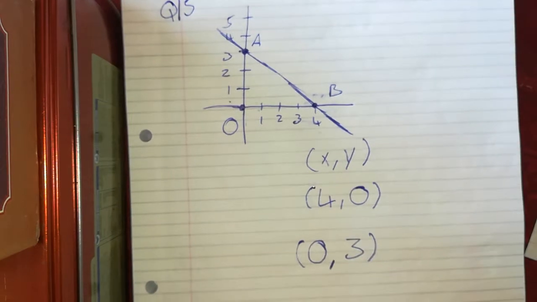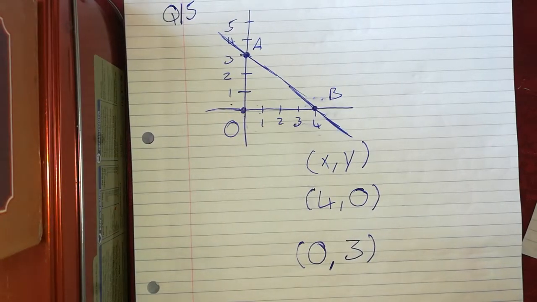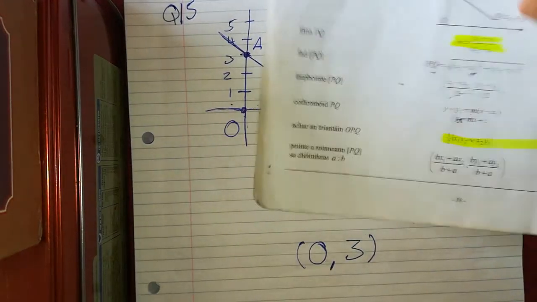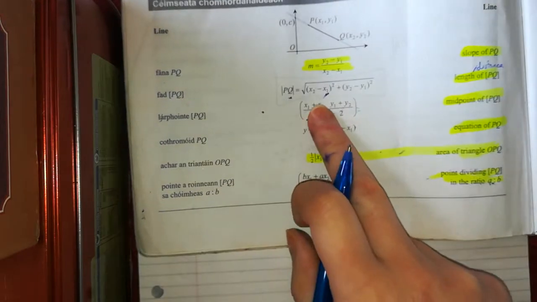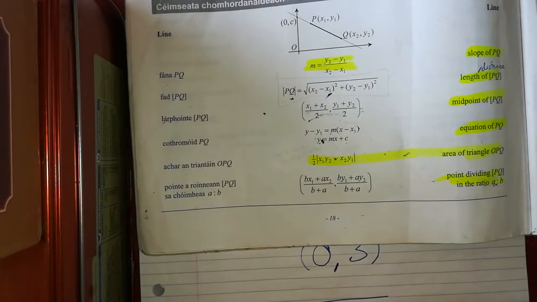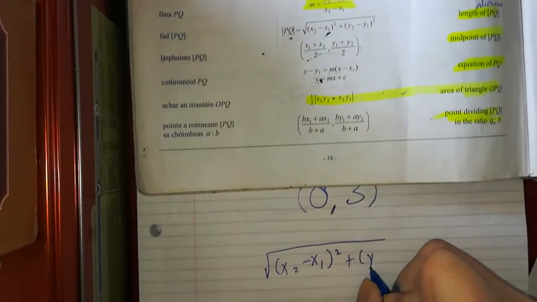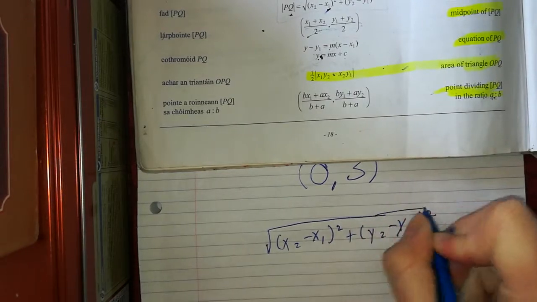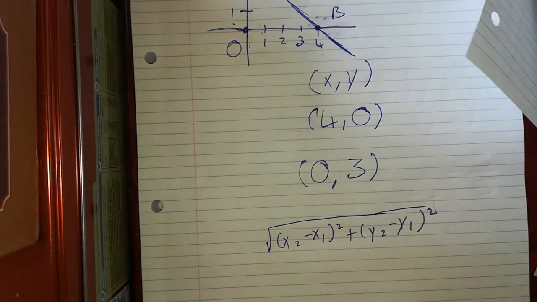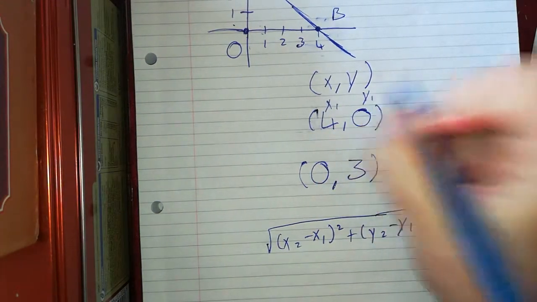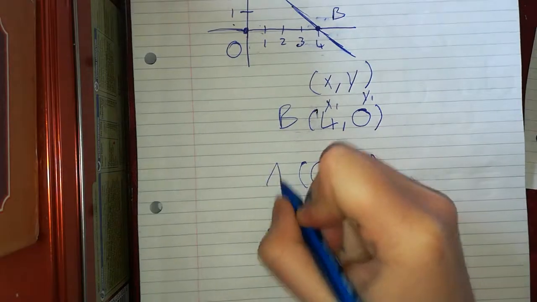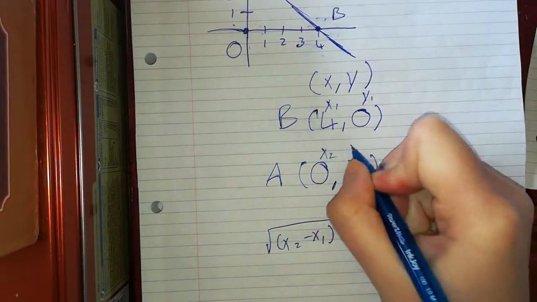So if we want to get the distance AB, what we can do is use our distance formula. The distance formula is the square root of x2 minus x1 squared plus y2 minus y1 squared. We just have to label one point x1, y1 and the other x2, y2, and it doesn't matter which one we label as which. So I'll call this x1, y1. I'll say that this is point B and this is point A, so this is x2, y2.